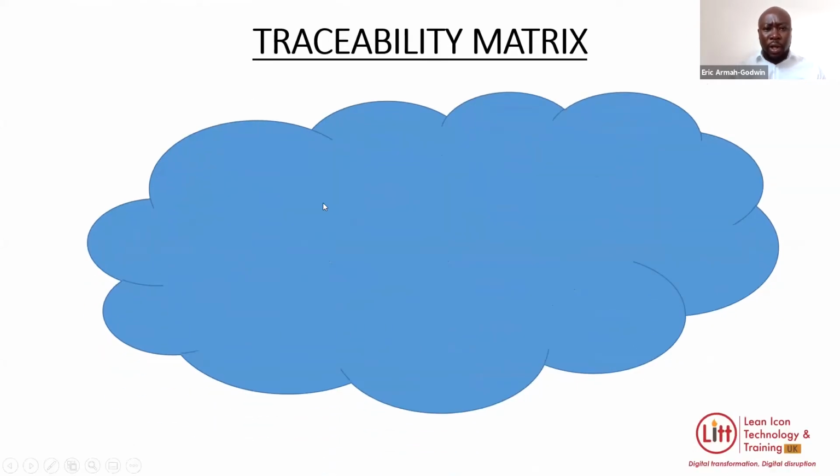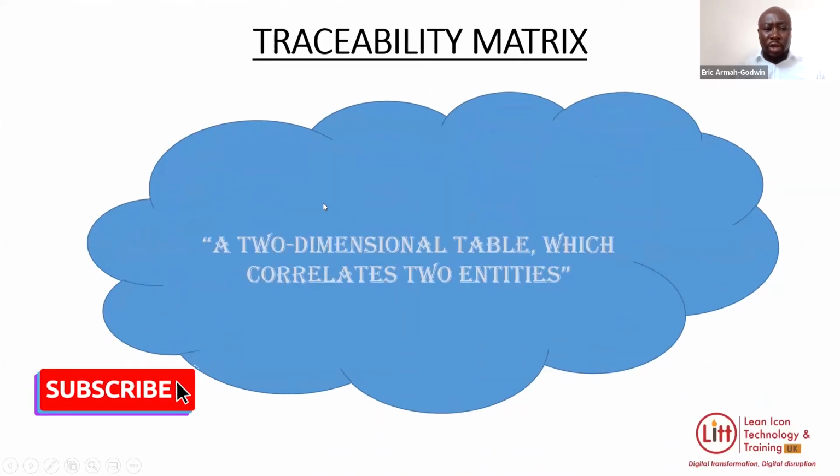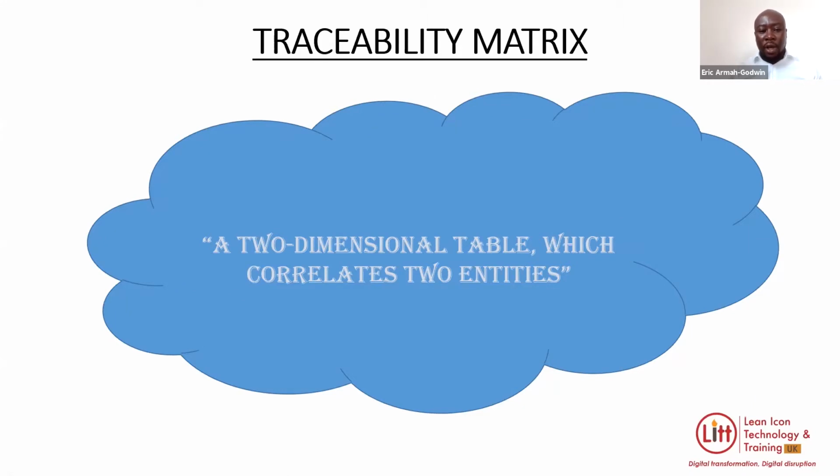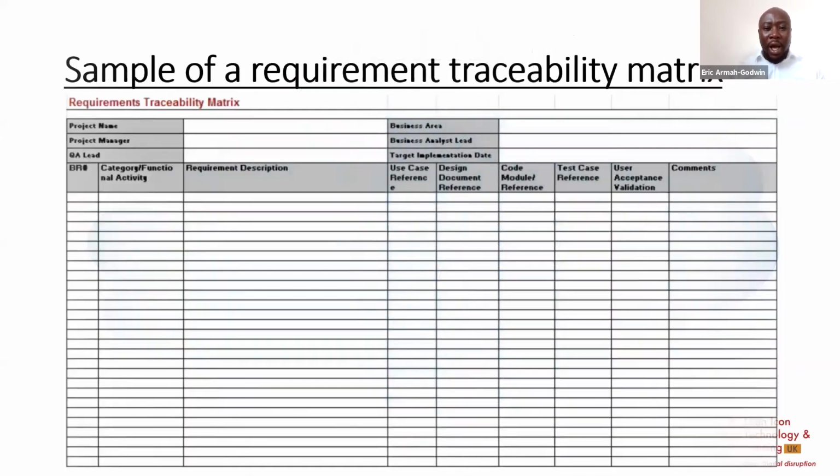I mentioned we'll be looking at traceability metrics, but what is a traceability metric? It is a 2-dimensional table which correlates 2 entities. For instance, it may correlate requirements and test cases. I won't be spending too much time on requirement traceability metrics, but I will be giving some examples. It's just by the way.